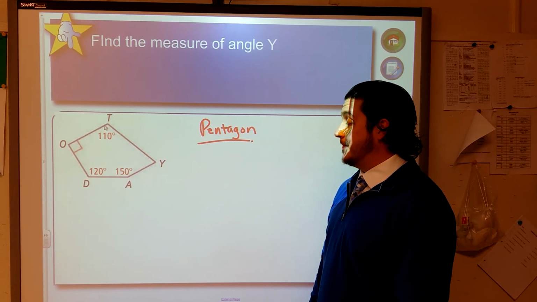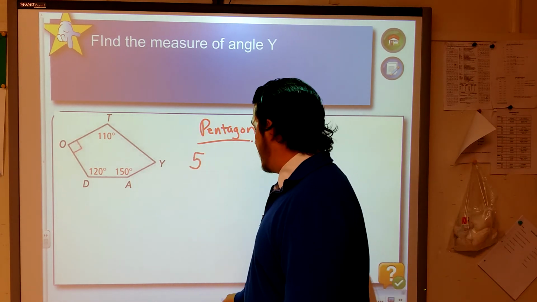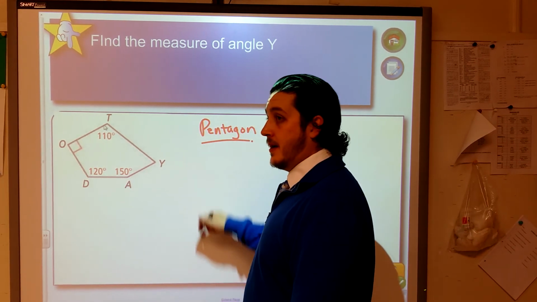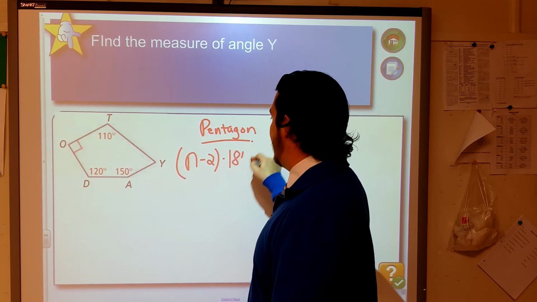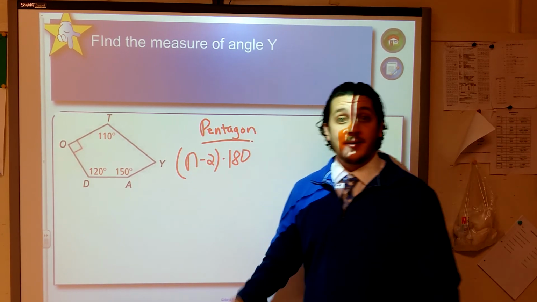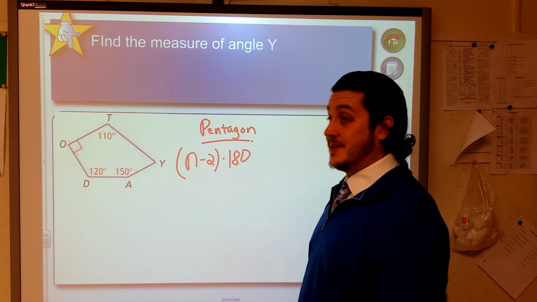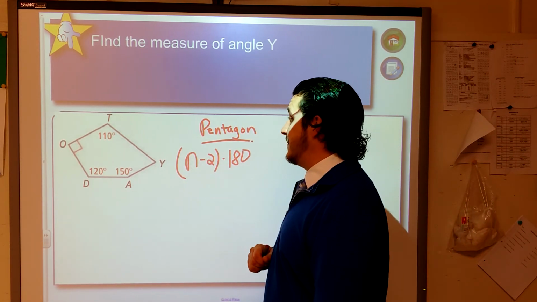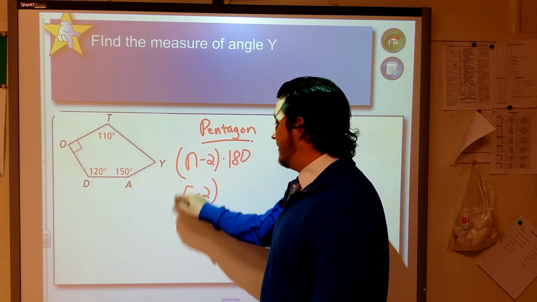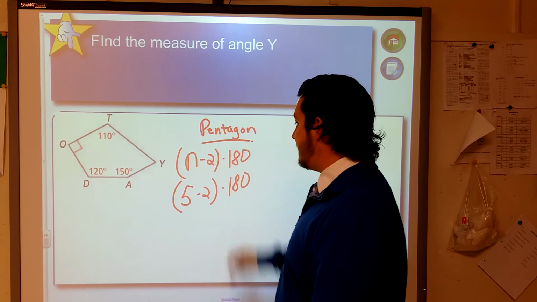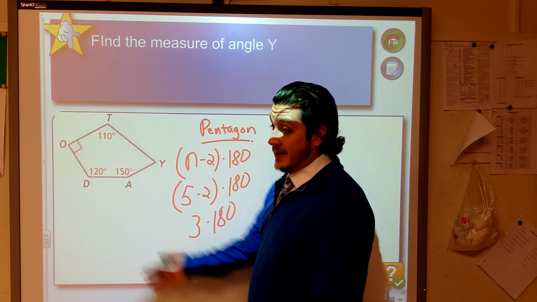Throw curveballs at you. So we have 5 sides, so we need to use our polygon sum theorem: n minus 2 times 180. Not dividing by n, because it's not a regular shape. It doesn't have all congruent angles or all congruent sides. So that would be 5 minus 2 times 180. That's 3 times 180.